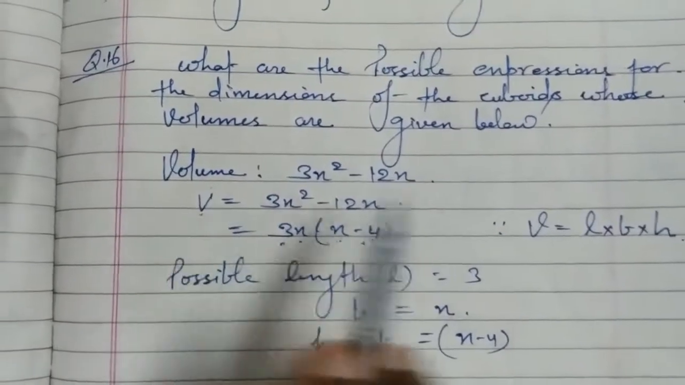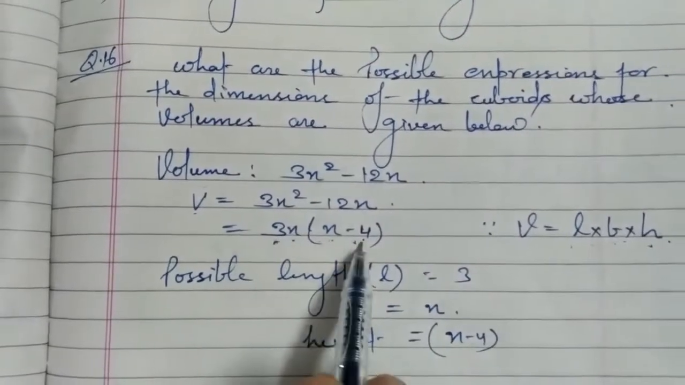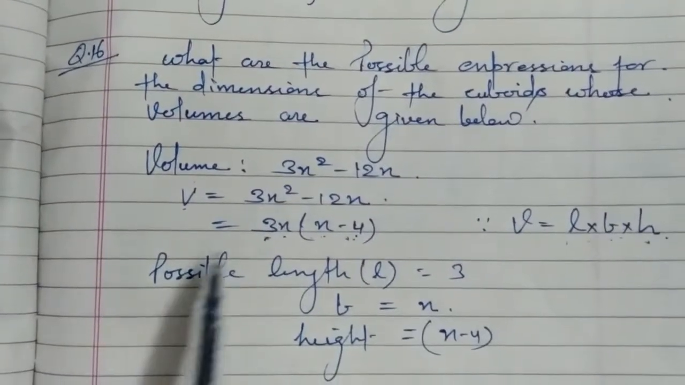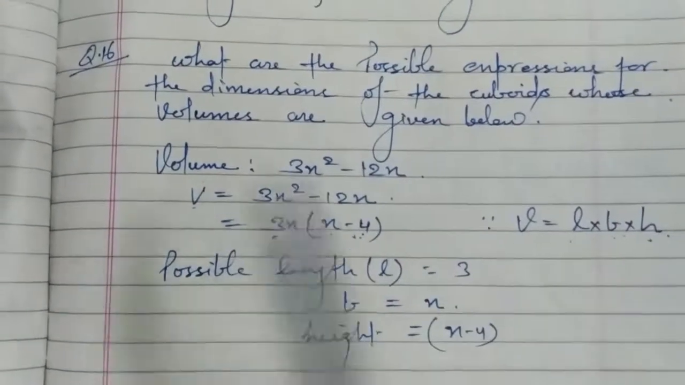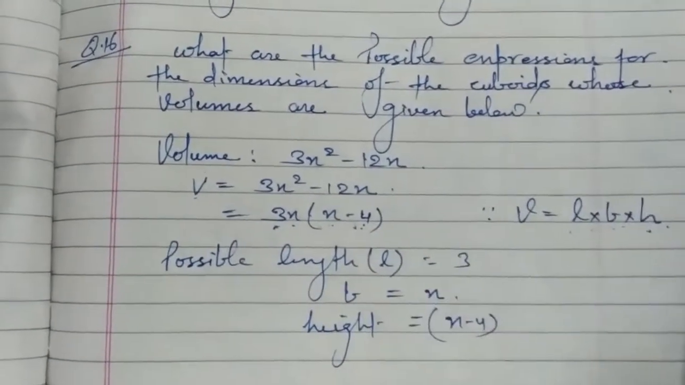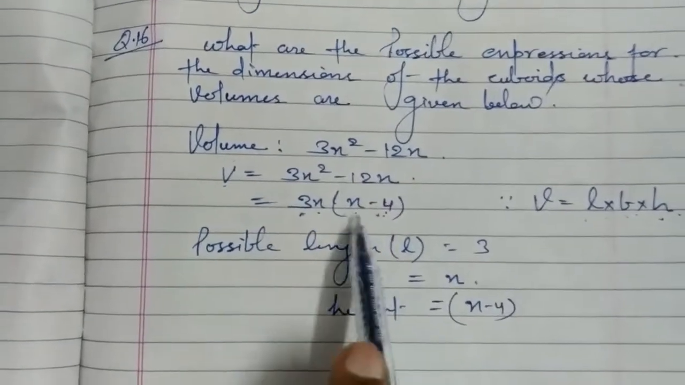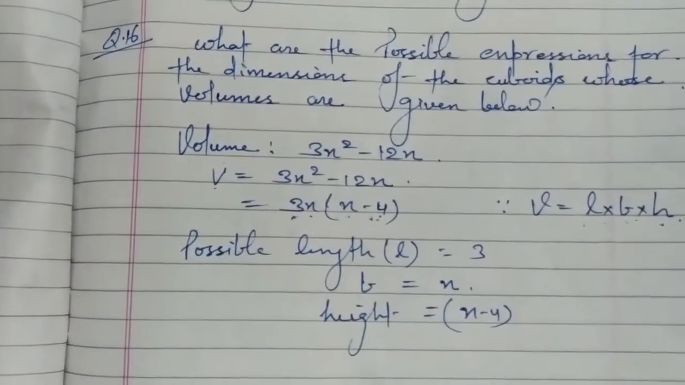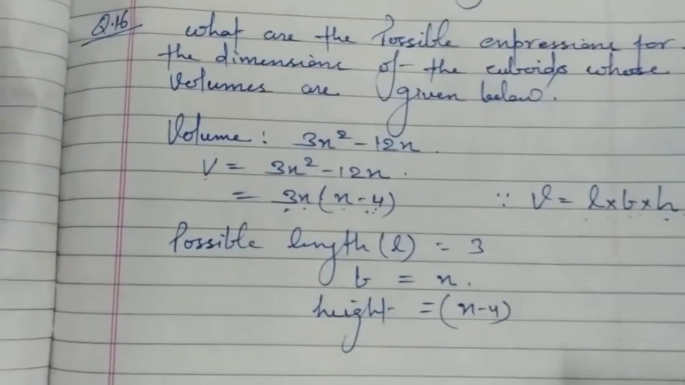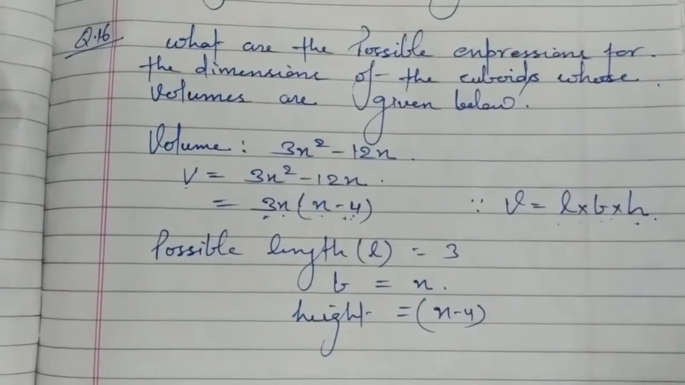So you know the volume equals L into B into H. So from these three factors, any of these may be length, the second may be breadth, and the third may be height. So we have written here length is 3, breadth is x, and x minus 4 is height. You can interchange them also because these are the possible length, breadth and height. This is our answer. Second part you do yourself.